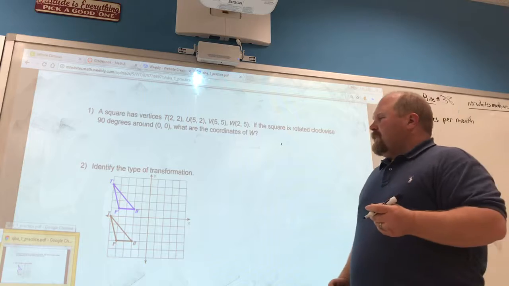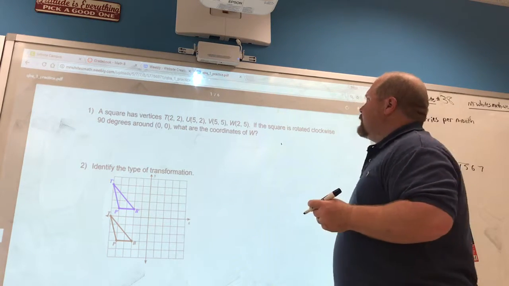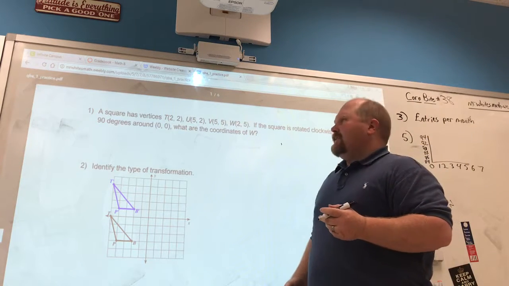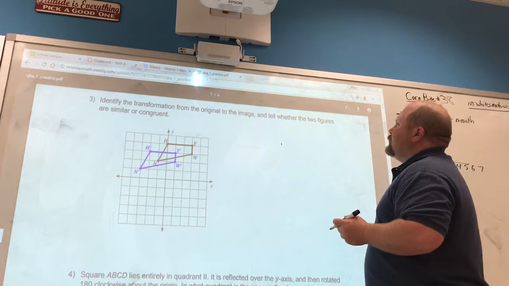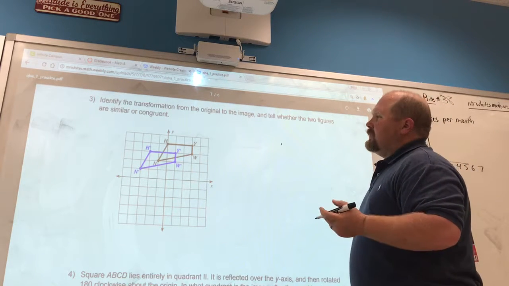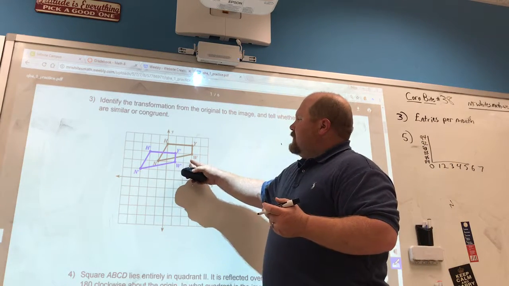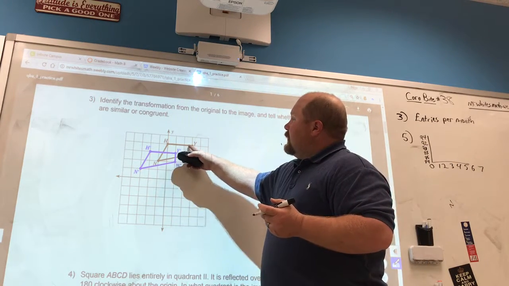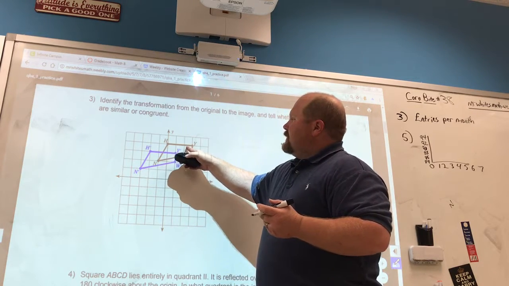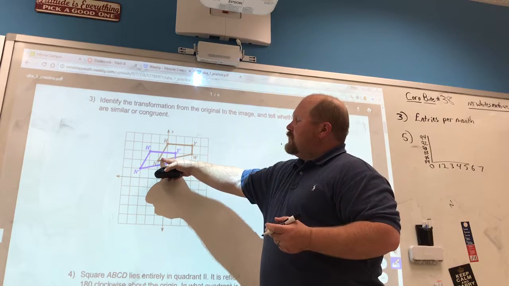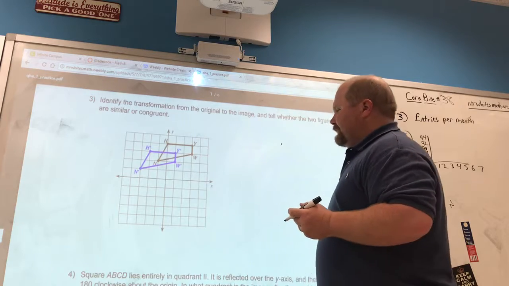It's a translation. I need to ask you, if it was to ask if it was similar or congruent, this would be a congruent transformation. The only one that is similar is a dilation. Number 3, identify the transformation from the original to the image and tell whether the two figures are similar or congruent. Once again, this was simply a translation. It was translated left and down. You can see there's no apostrophe, so that's the original pre-image, and that is the new image or prime image. Translation, and this is a congruent figure.